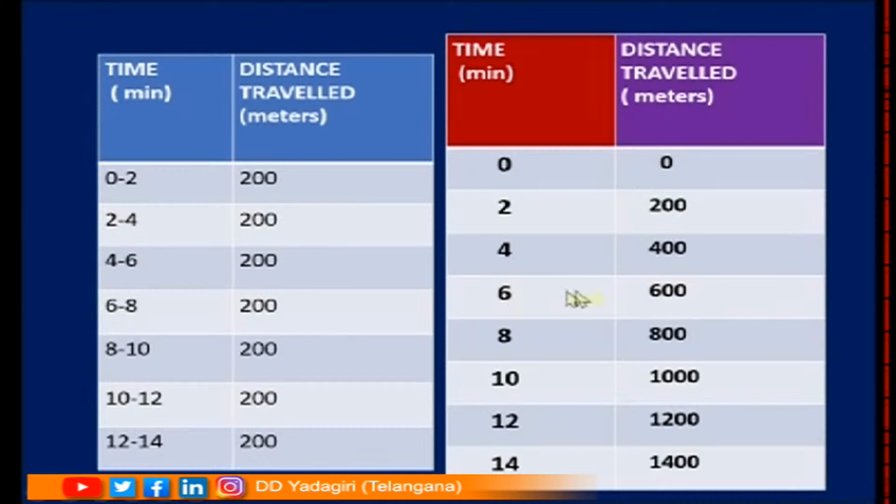And after 6 minutes she covered 600 meters. Every 2 minutes she is covering 200 meters. After 6 minutes she covered the distance of 600 meters, and again after 8 minutes 800 meters, after 10 minutes 1000 meters, after 12 minutes 1200 meters, and after 14 minutes she finally covered the total distance of 1400 meters. This is the way of making the table, and this table makes it easy to draw the graph.